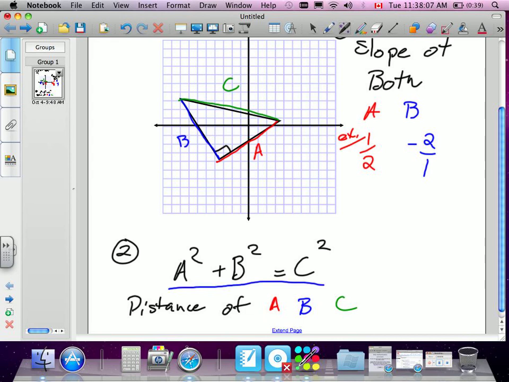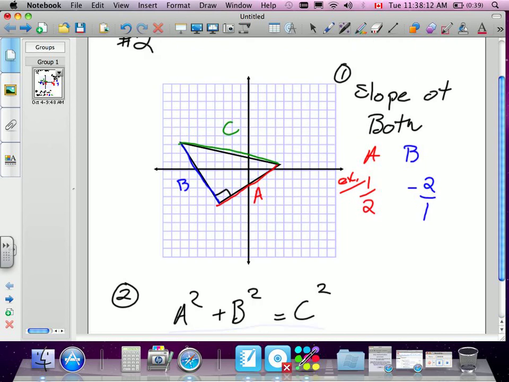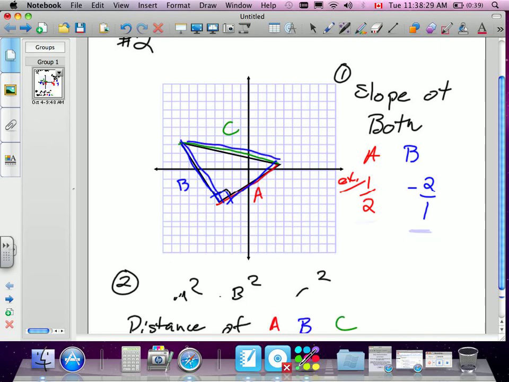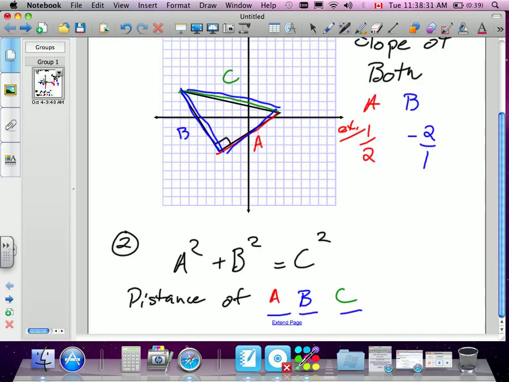So the two ways we could have done this is, first of all, we find the slope of the two lines that create the 90-degree angle. So the slope of these two line segments, A and B. And if the slopes are negative reciprocals, then we know it's 90 degrees. Or I find the distance of line A, line B, and line C. And when I found the distance of all three, I plug them into this formula. And if it works out and everything's equal, then that means we have a right angle triangle, because this formula only works with right angle triangles.